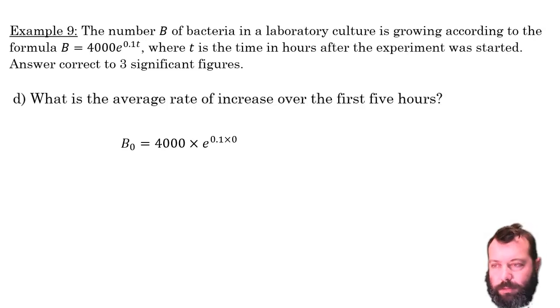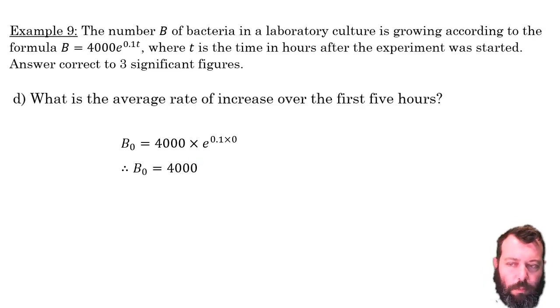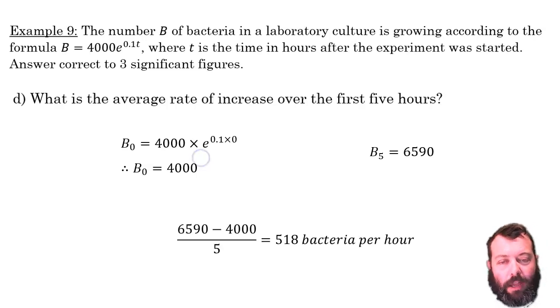So substitute t equals 0. My original population is 4,000. So that means my population has increased from 4,000 to 6,590, and it's taken 5 hours to do that. So the rate of change is the change in population, 6,590 minus 4,000, divided by the change in time, which was 5 hours. So it's been increasing at an average of 518 bacteria per hour.